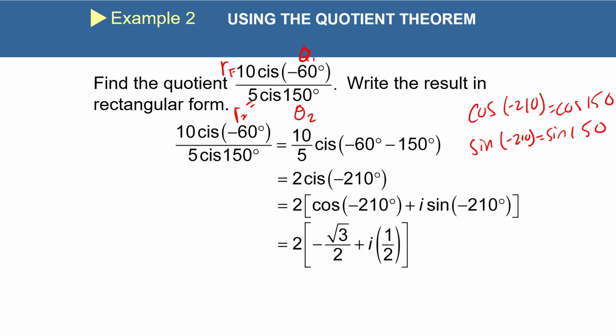Now I'm going to distribute my 2. So we distribute the 2. Everyone gets a 2. And what does that do to, basically? It gets rid of the halves, right? So our denominators are gone. So our final answer is negative square root of 3 plus i.